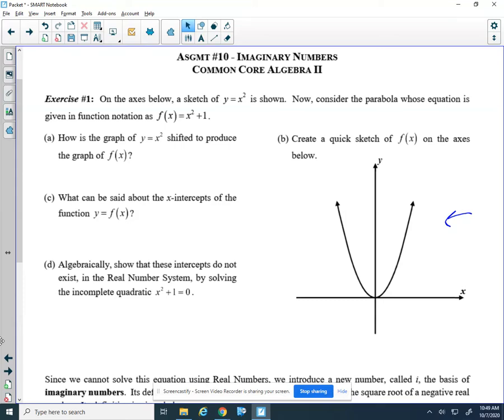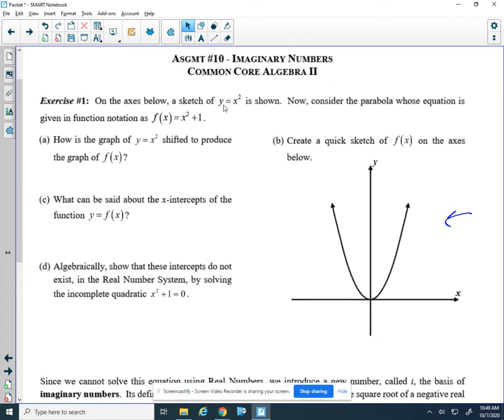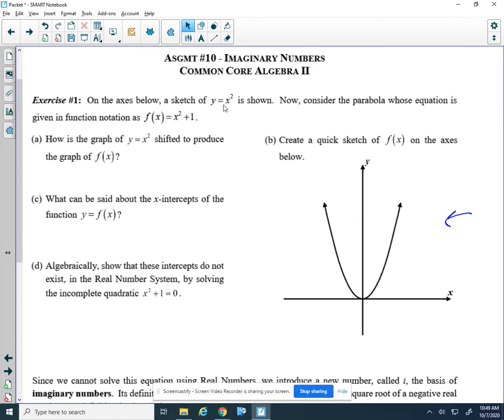We're going to start to look at imaginary numbers in this lesson, and we'll first look at graphs to see where imaginary numbers first started to be talked about or thought of. On the axes below, a sketch of y equals x squared is shown. Now consider the parabola whose equation is f of x equals x squared plus 1.